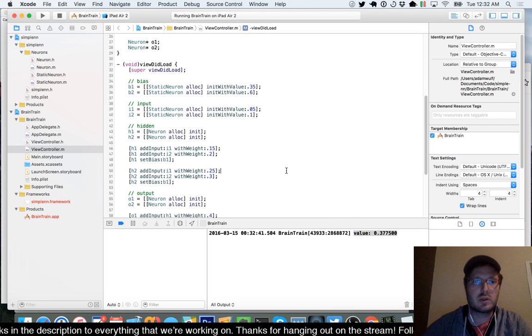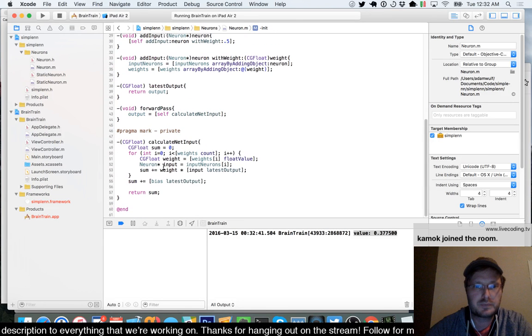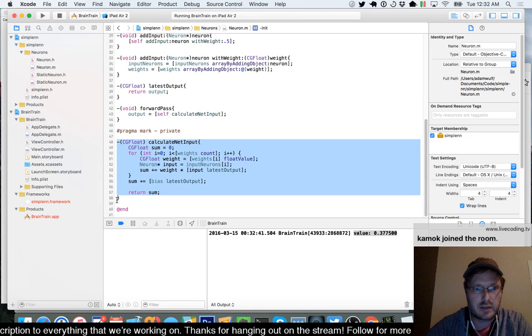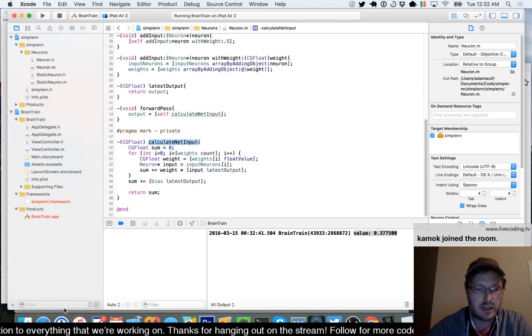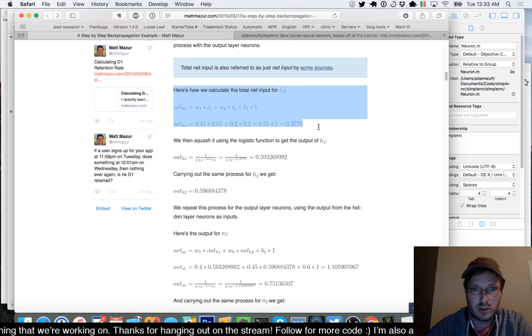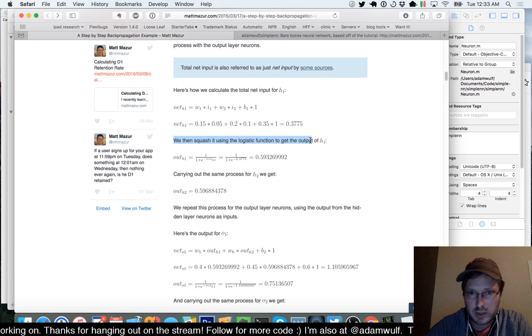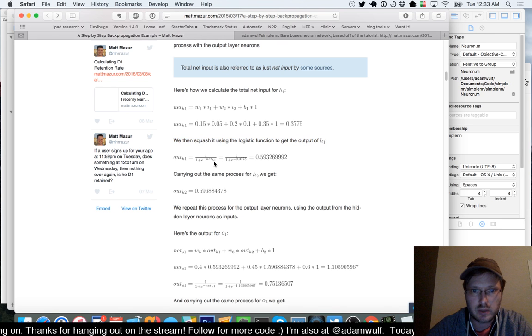So now we're going to continue our work. This is that first step. He calculates the net input, is what he talks about. So here we calculate our total net input for H1. So net of H1 is equal to this value. And then we squash it using the logistic function to get the output of H1, right?